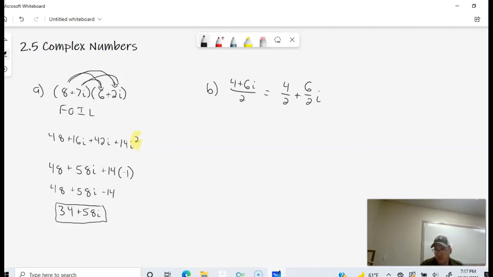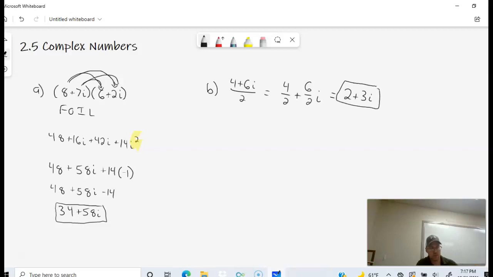I could have put the i in the numerator. I can have it on the outside. Whichever way you like better is fine. This just, to me, shows it more in the complex form. So I know that 4 divided by 2 is 2, plus 6 divided by 2 is 3, and my i just hangs out with it.